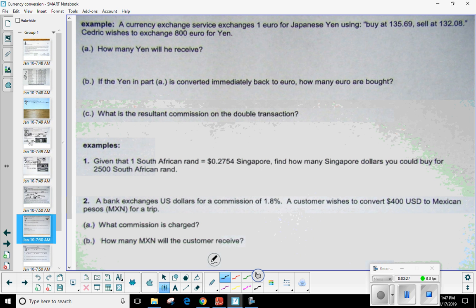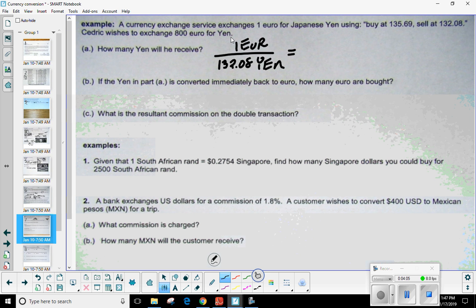Well, when you're setting up these proportions, remember you have the one fraction that is the conversion. Okay, in this case from euros to Japanese yen, and then we have the amount you're wanting to exchange for the amount you're going to get. Okay, so we're going to exchange, we know that €1. Now, which one am I going to use, the buy or the sell rate? Sell. The sell, because this is the price that the bank's going to give me when I'm changing that particular amount. So 132.08 yen equals.